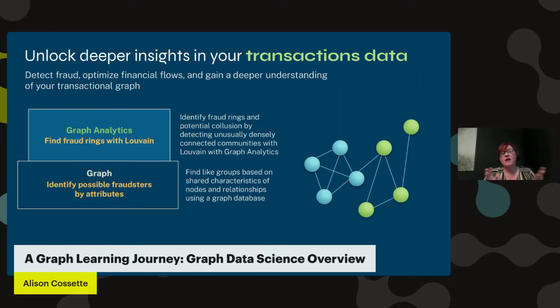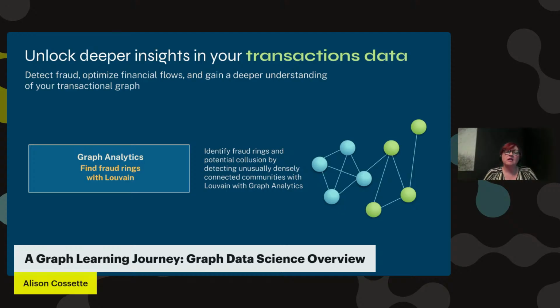So in graph, you could identify possible fraudsters by attributes. So, is there a certain IP range that might be happening? Is there something interesting, like they're out of their regular geographic area? But when we start looking into graph analytics, we can actually identify fraud rings with something called Louvain. And Louvain is what we call a community algorithm or a clustering algorithm. And what it allows you to do is find this potential collusion by detecting unusual densely connected communities.